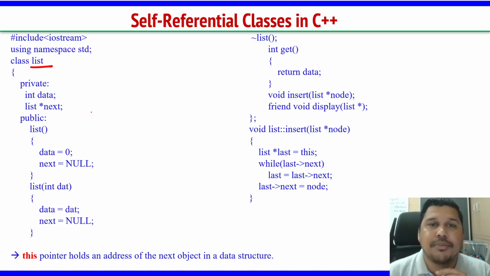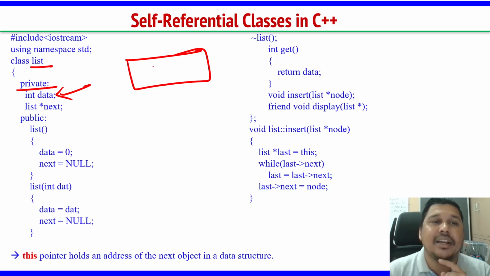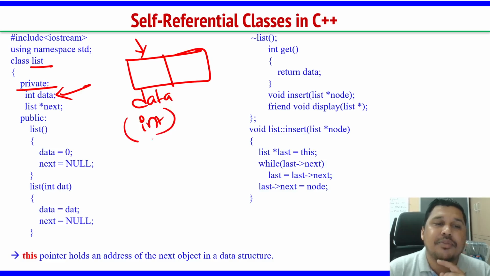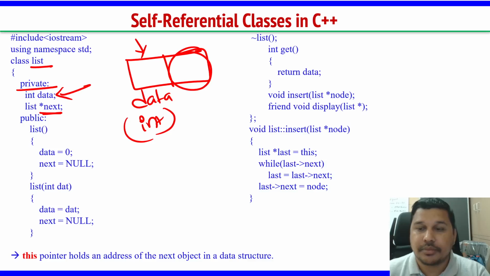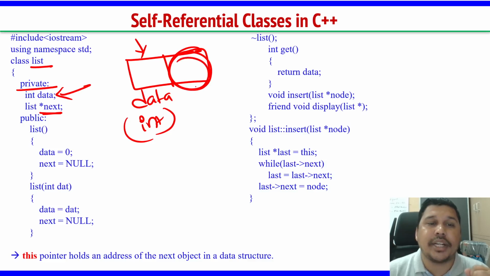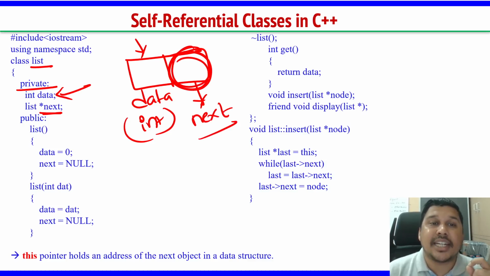See, I have a class list. In private, I have int data. For the node I am creating, this part is the data, which is of type integer. Next, list type star next. It means this is a pointer. The name of the pointer is next. What is the data type of this pointer? The data type of this pointer is another class type, another list type. Same thing. Remaining all is the same.